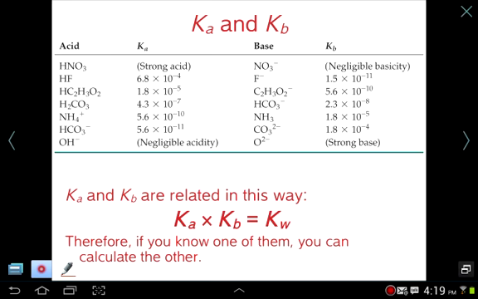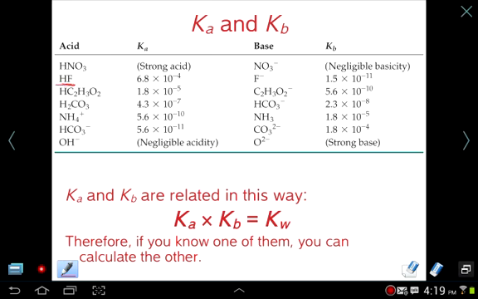So HF, for example, here is seen to have a Ka of 6.8 times 10 to the negative fourth. This means that most of the substance exists on the reactant side. Very little product at equilibrium exists, which means very little of the H plus actually dissociates, but enough so we can talk about it.